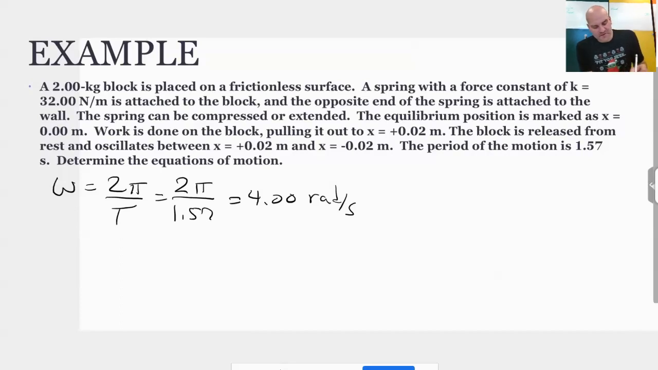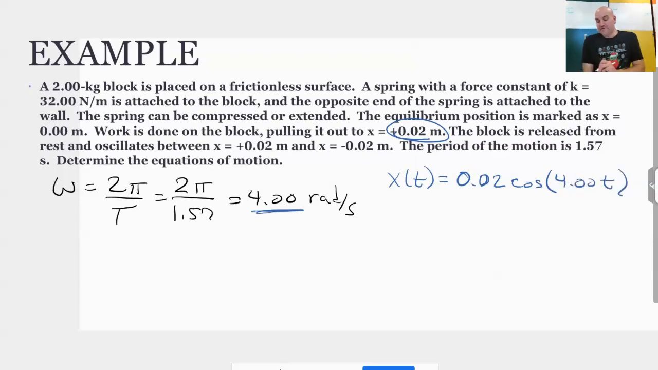So now basically all I'm going to do is put numbers into my equation. So x of t is going to be, my max amplitude is going to be 0.02, cosine, and I found my omega, which is that 4. And I don't have a phase shift, so I don't have to write that in. Okay. Now, you should probably also write in the units. So this is meters, and this is radians per second.